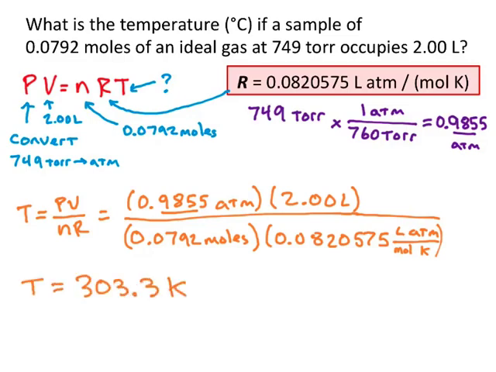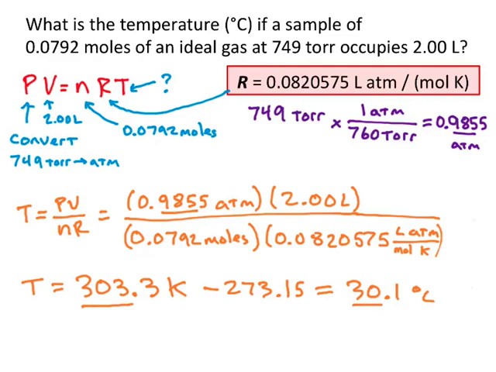And our calculator says that's 303.3 Kelvin, with 3 significant figures due to all 3 of the numbers provided in the problem. But we haven't answered the question yet. The question asks for the temperature in degrees Celsius. We have it in Kelvin. So if you subtract 273.15, you're left with 30 degrees Celsius.